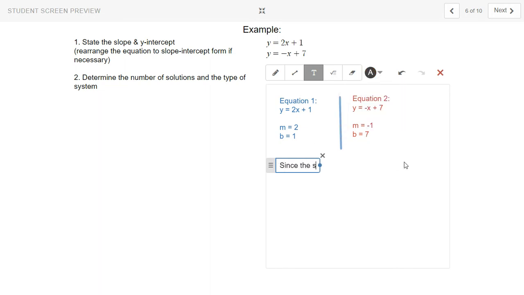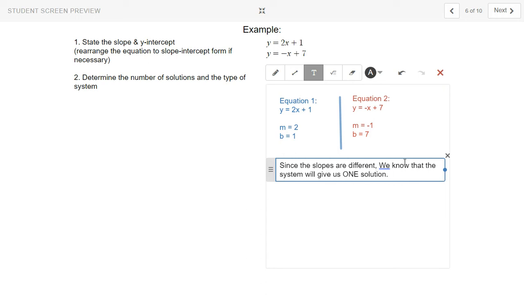Okay, so since the slopes are different, we know that the system will give us one solution. So the slopes are important because it tells us that the lines are not parallel.